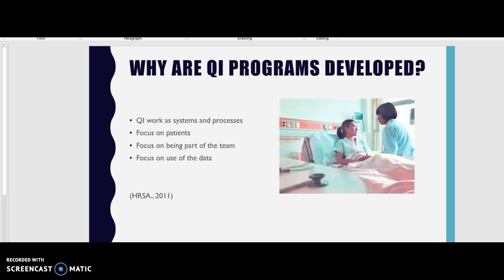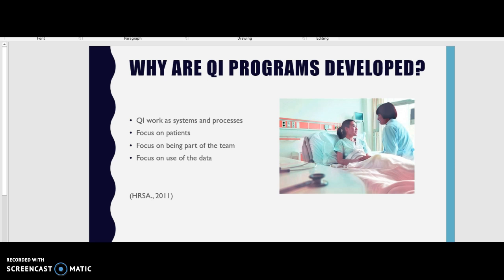Why are QI programs developed? Quality improvement is directly linked to an organization's efficiency, outcome of care, and level of patient satisfaction. One of the main reasons a QI program is developed is to achieve a different level of performance and improve quality in an organization's current system that needs to be changed.